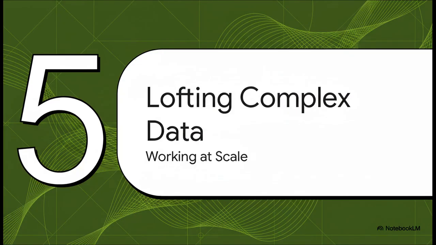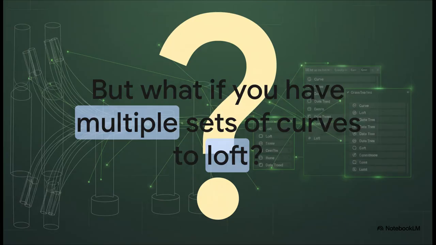Okay, so lofting one set of curves is one thing, but what happens when your design starts to get more complex? What if you need to manage multiple lofts all at the same time? Right, so let's say you have several different groups of curves. Maybe you're creating the fingers on a hand, or the columns on a building. You want to loft each of those sets individually, but you want to do it all within the same Grasshopper definition. How do you manage that kind of data?